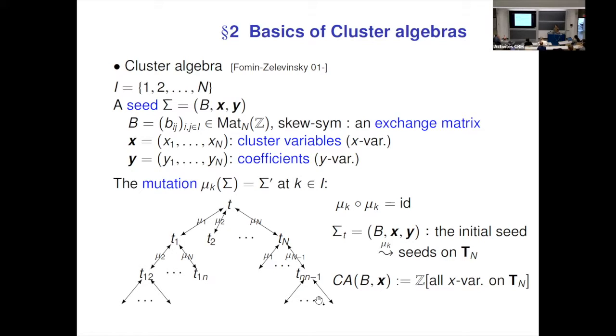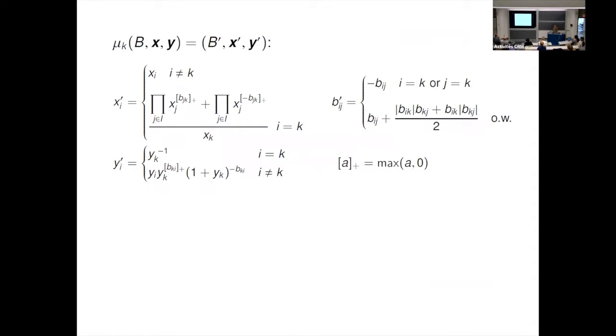So the cluster algebra is defined by an exchange matrix B and a tuple of cluster variables, what is called the cluster X, as a Z-algebra generated by all X variables appearing in this n-regular tree. This is a definition. In general, we have an infinite number of X variables, but in some cases it can be finite. Then, this is a definition of mutation.